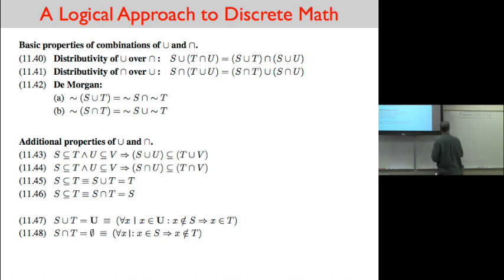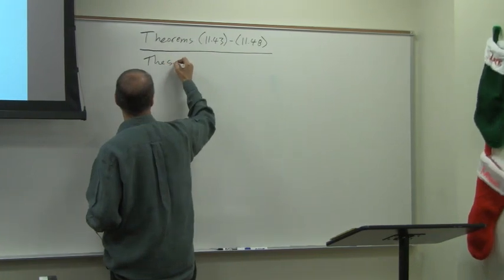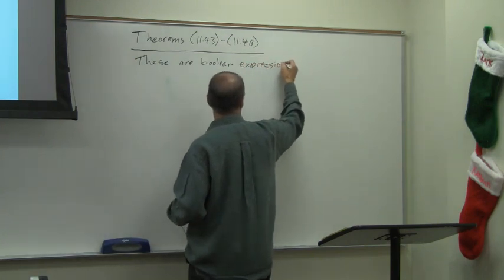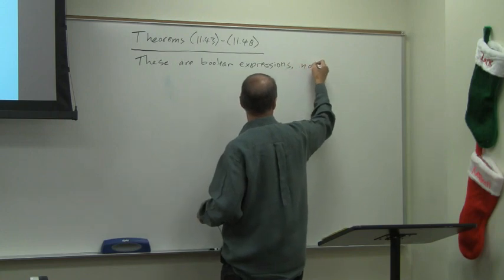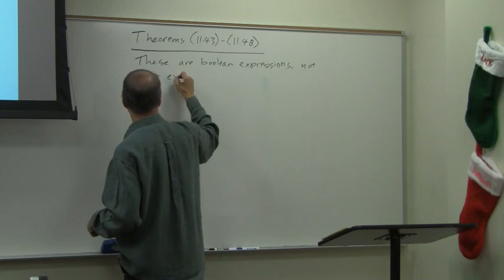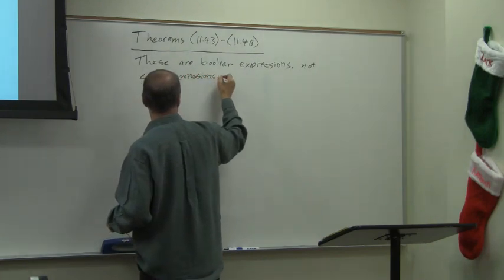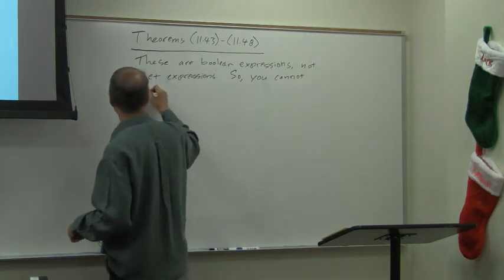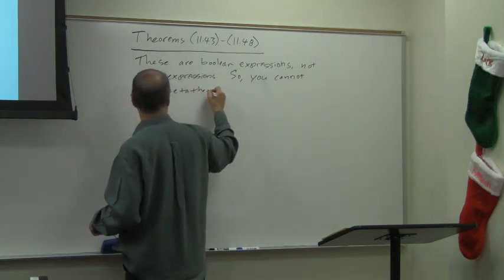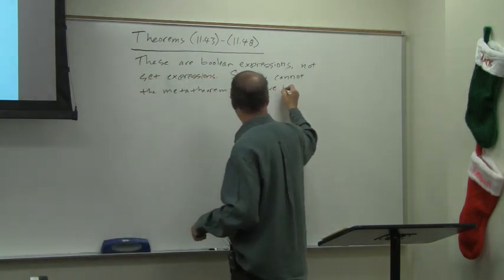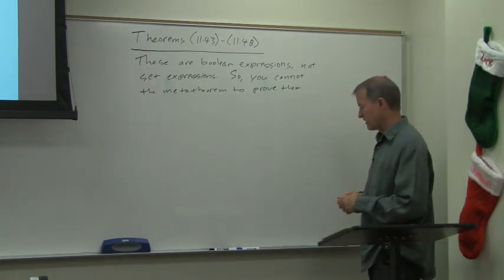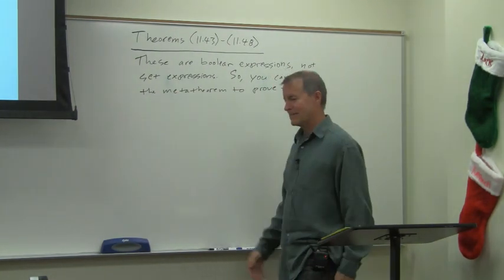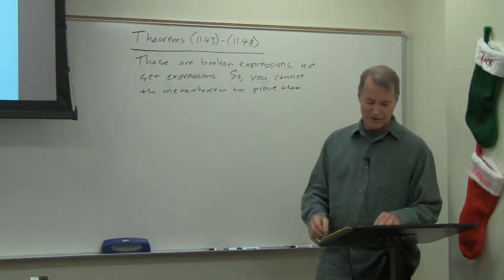Do you see what I mean? So look, these theorems, these are Boolean expressions. These are Boolean expressions, not set expressions. So you cannot use the Metatherm to prove them. And for some reason, when I assign one of these, people always try to use the Metatherm, but it doesn't work because these are not set expressions. Okay?